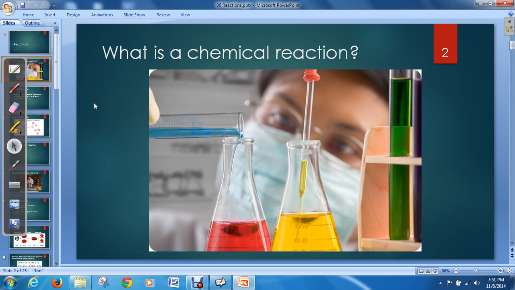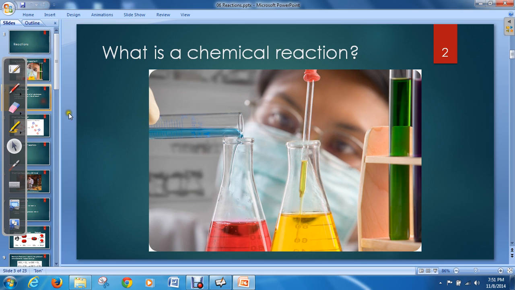You probably have heard of chemical reactions before, and you probably recognize explosions as a chemical reaction. That's a very common one, but just because it's a chemical reaction doesn't mean it's an explosion. There's other ways these things can react and other things we can see. But we want to make sure we understand what a chemical reaction actually is.